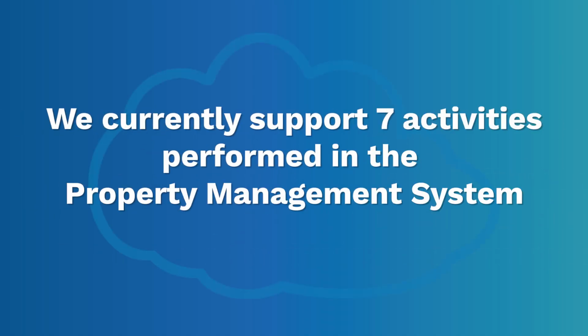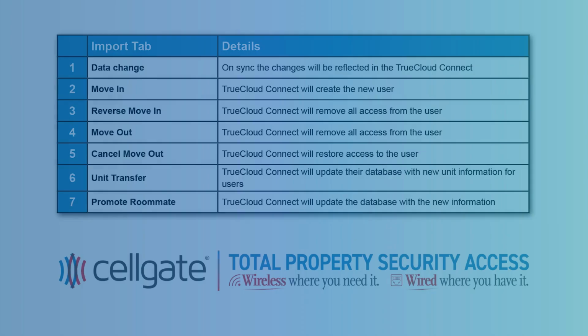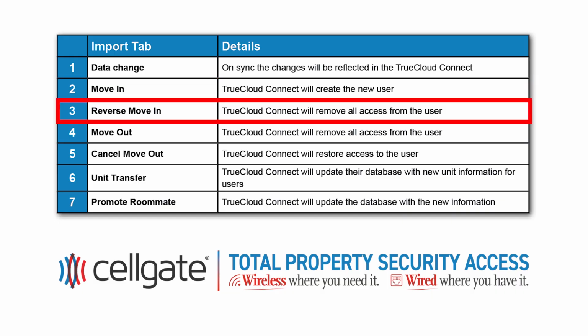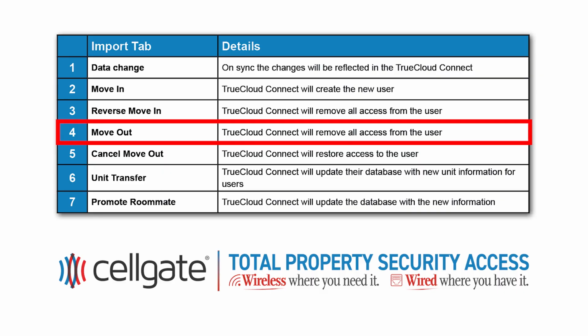We currently support 7 activities performed in the property management system. Data change. On sync, the changes will be reflected in the TrueCloud Connect. Move in. TrueCloud Connect will create the new user. Reverse move in. TrueCloud Connect will remove all access from the user. Move out. TrueCloud Connect will remove all access from the user.